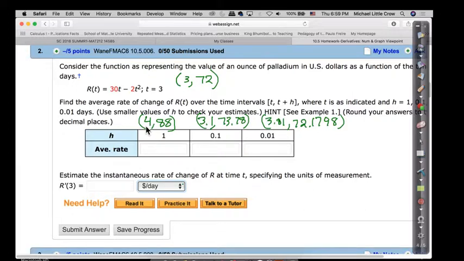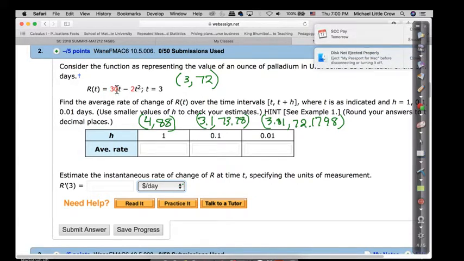I was using the same function. Remember, I used my calculator, so it was using this function. So you did 30 times 4. Yeah, the calculator did. I was too lazy to do anything. The calculator took 30 times 4, and then it subtracted 2 times 4 squared, and it got a result.